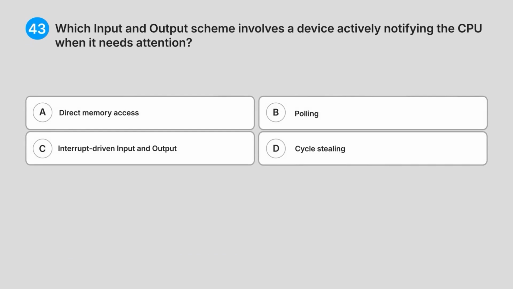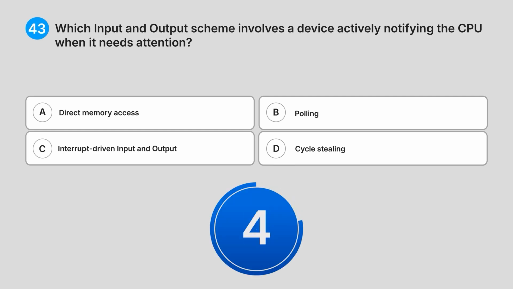43. Which input and output scheme involves a device actively notifying the CPU when it needs attention? A. Direct memory access. B. Polling. C. Interrupt-driven input and output. D. Cycle stealing. What do you think is the answer?